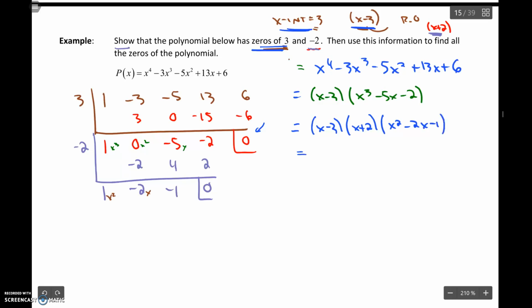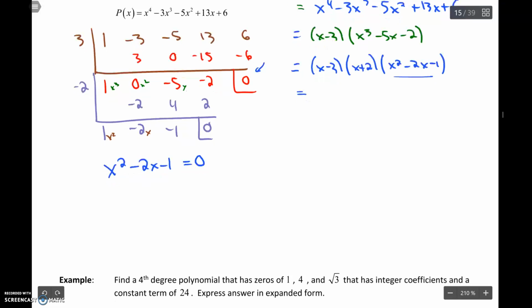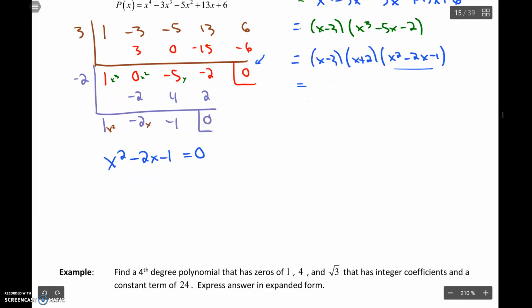So now, to find the last zeros, I could just try to solve this or try to factor that. Fortunately, it's not factorable. Factors of negative 1 that add up to negative 2, yeah, that's not going to work. So it's not factorable, but I have other techniques for finding the 0. I'm going to just take that x squared minus 2x minus 1, set it equal to 0, and ask, what values of x make the function 0? That's the definition of a 0. I could use a quadratic formula or complete the square. I'm a mathematician, so of course I'm going to complete the square.